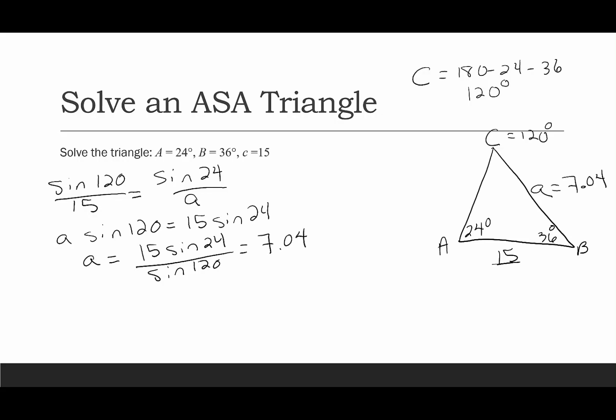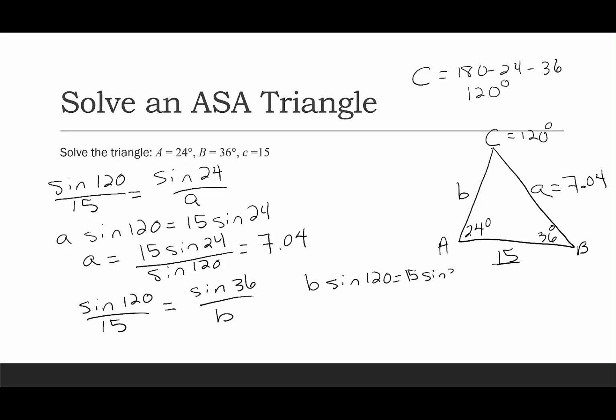To find the value of b, I go back to the sine of 120 over 15. This time, I set this equal to the sine of 36 over b, which is unknown. Again, cross-multiplying gives me b sine of 120 equals 15 sine of 36. b will be equal to 15 sine of 36 over the sine of 120.